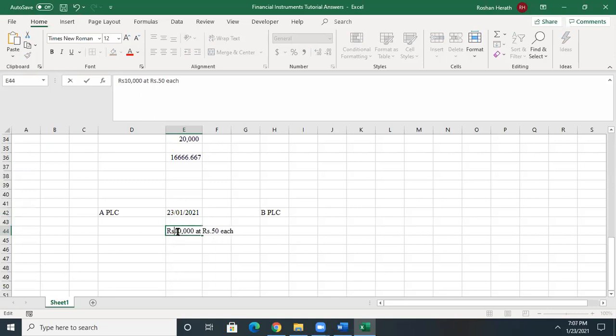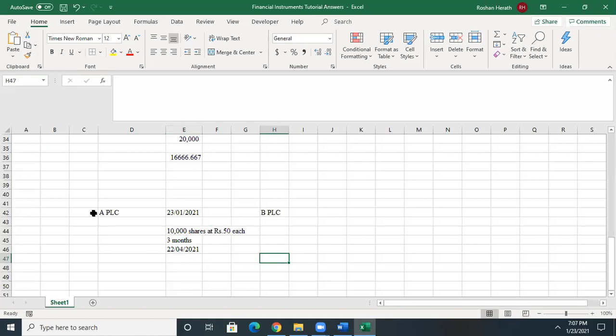Rupees 50 per share, 10,000 shares. Shares when? In 3 months time. So today is 23rd January, then February, March, April, so 22nd of April 2021. They want to purchase this many shares. That's what the agreement is about.